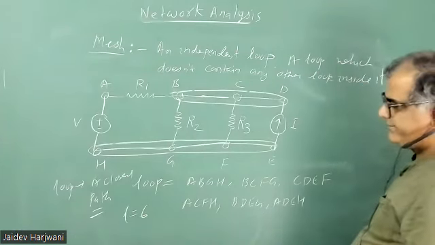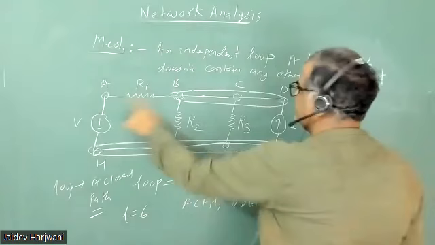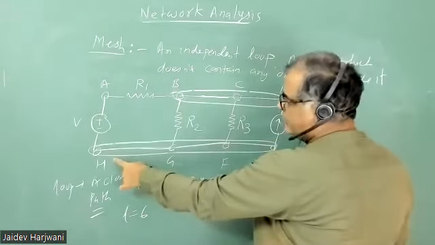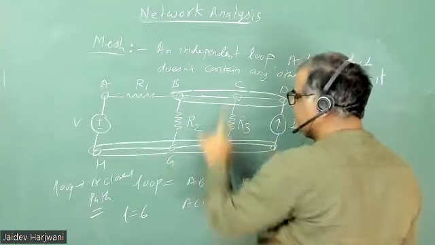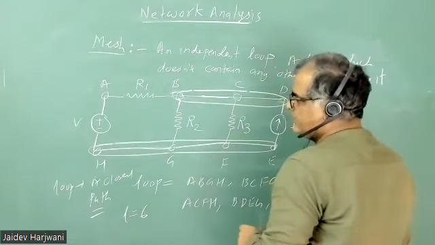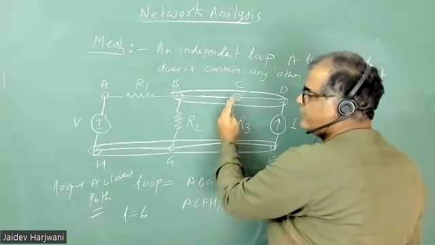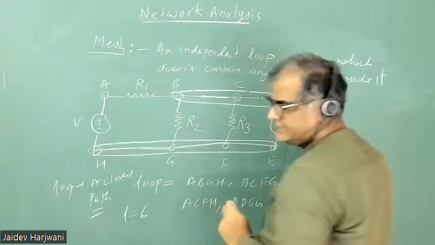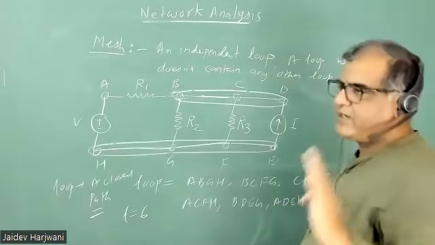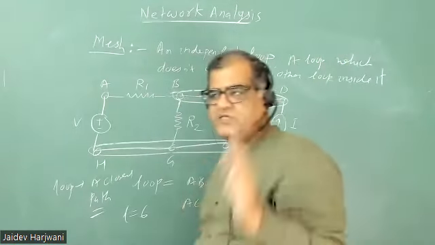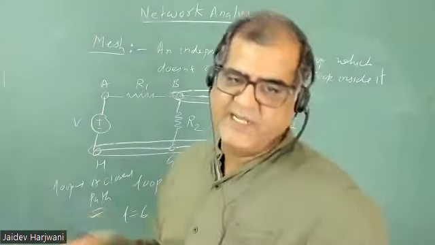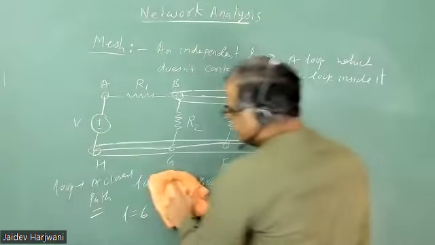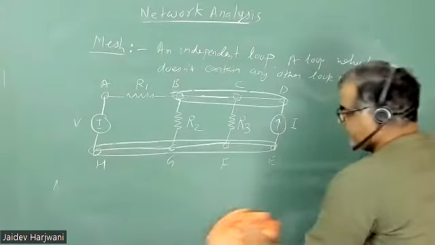जैसे अब ये loop है A, C, F, H, this is a closed loop, closed path. But A, C, F, H cannot be called a mesh because it is not an independent loop. It contains the loop A, B, G, H inside it. So only the loops which do not contain any loop inside them are called meshes. So we have 3 meshes in the circuit.